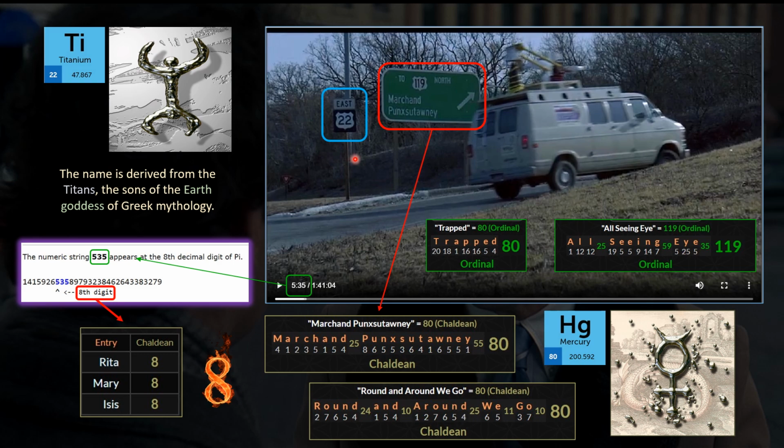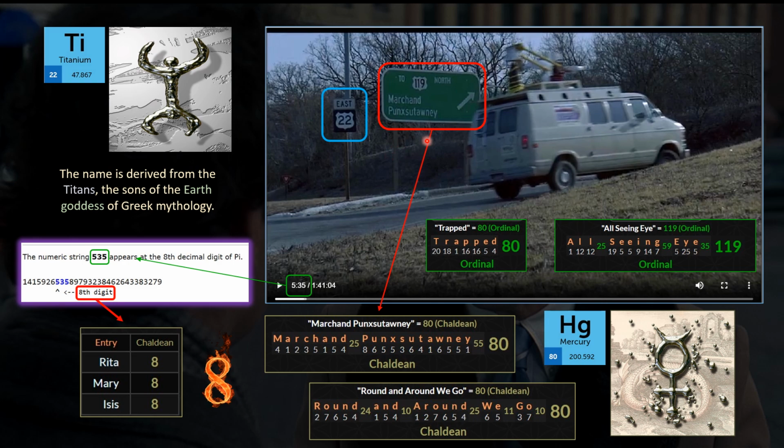He gets off at exit 22. Again, that's February 2nd for Groundhog Day, and 22 is the master builder number. And it says the exit with the arrow to the upper right for Marchand Punxsutawney. That's to the 119 north. 119 is a big number. It's the 9/11 number in reverse. And 119 in English is known for being the all-seeing eye.